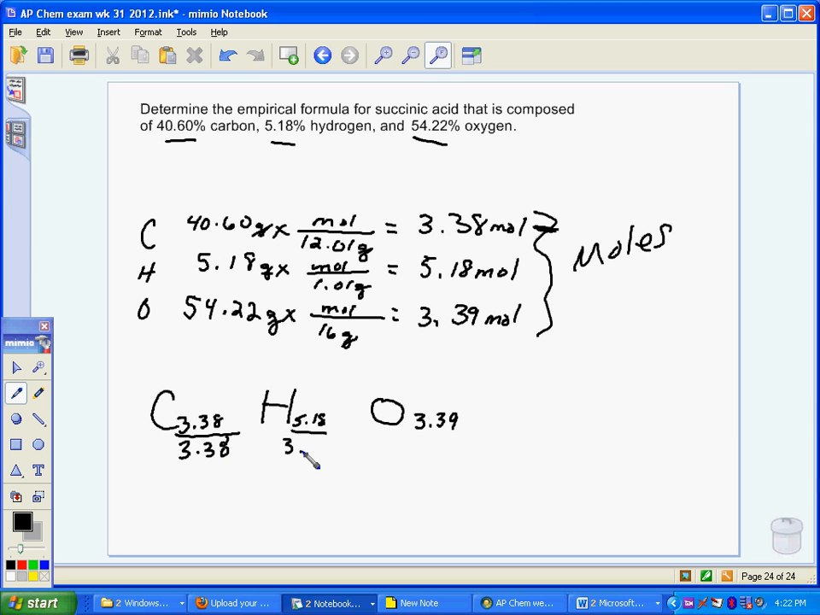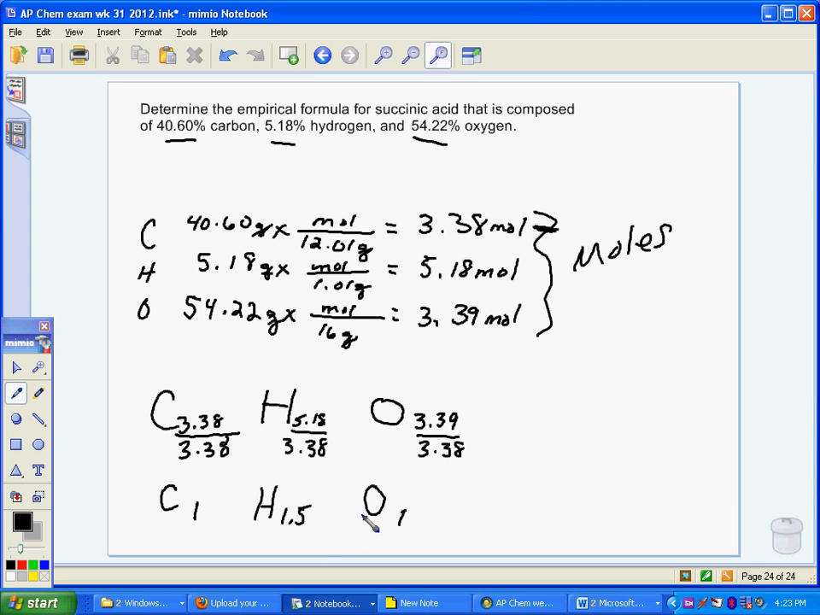And what this does is this is going to give us a ratio that should be a whole number. Okay, so this comes out to 1. This one's going to be a 1. For the hydrogen here, 5.18 divided by 3.38. Yeah, we get about a 1.5.